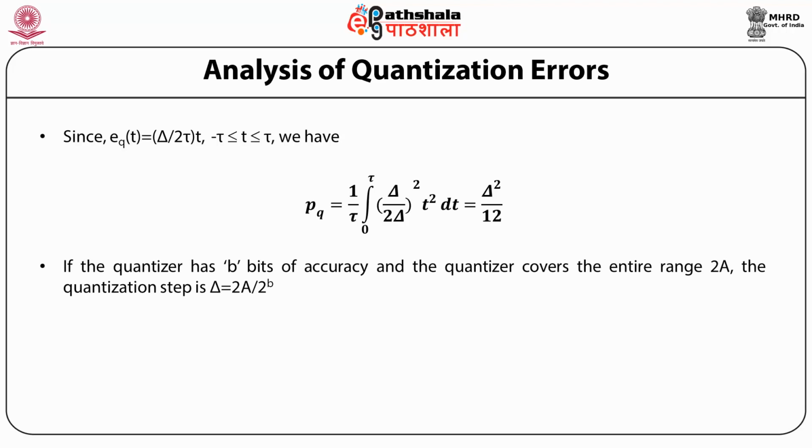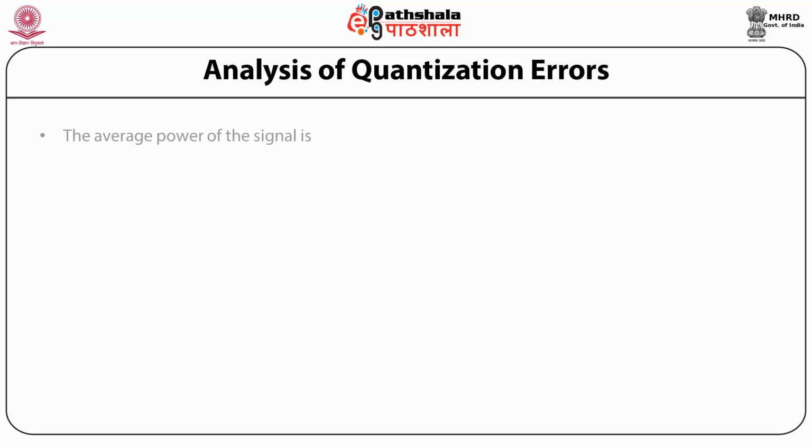So if the quantizer has b bits of accuracy and covers the entire range 2A, the quantization step is delta equal to 2A by 2 to the power b. Therefore, Pq equals A square by 3 divided by 2 to the power 2b. The average power of the signal is Px equal to 1 by Tp times the integral from 0 to Tp of (A cos omega naught t) the whole square dt, equal to A square by 2.